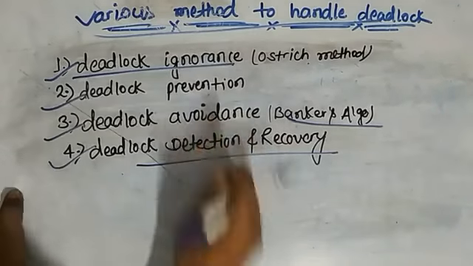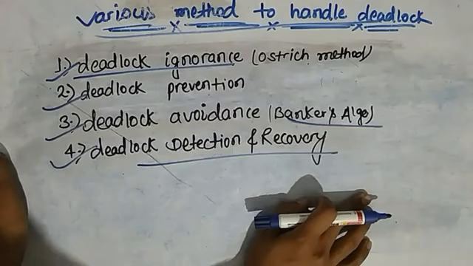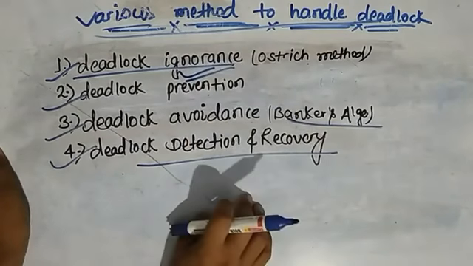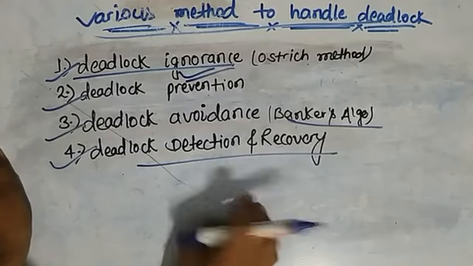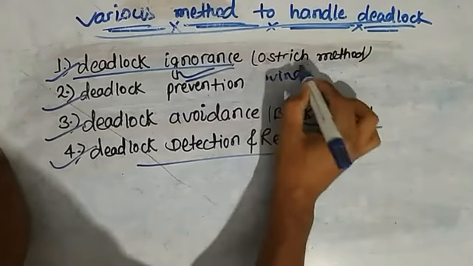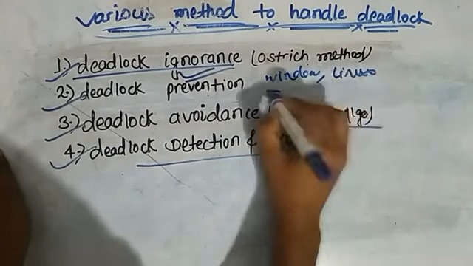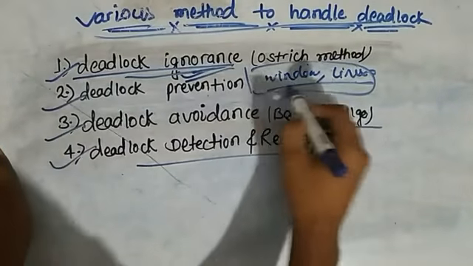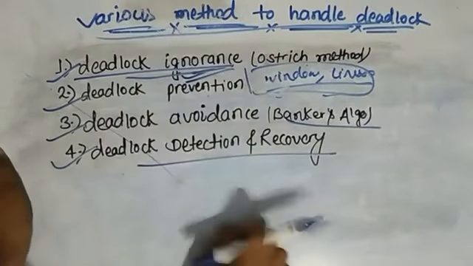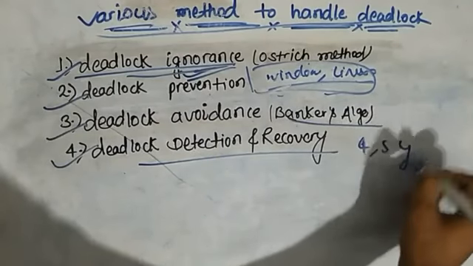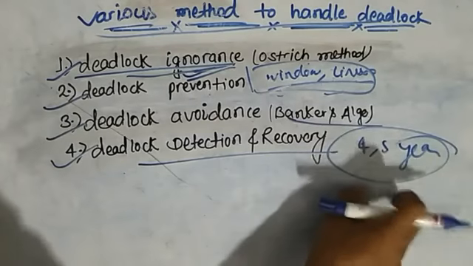The first is deadlock ignorance. While understanding deadlock ignorance, it may seem very funny that after video after video, we are saying to ignore deadlock. But we find that many big operating systems such as Windows and Linux use this principle. Now the question comes, why do these big companies use deadlock ignorance? It's because deadlock occurs only once in 4 or 5 years. After such a long time it happens.